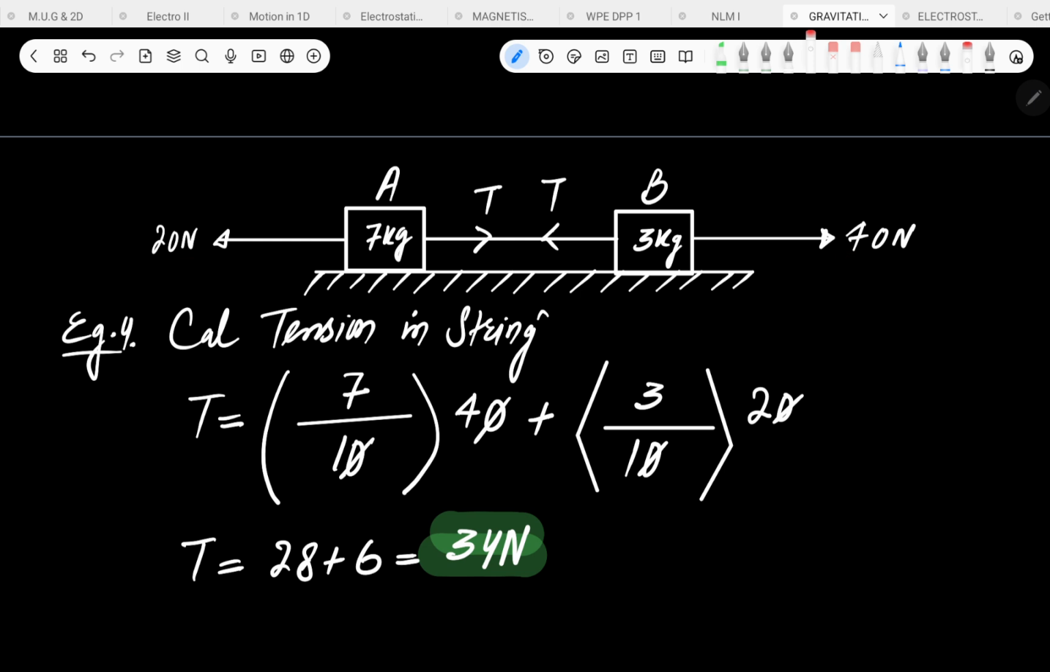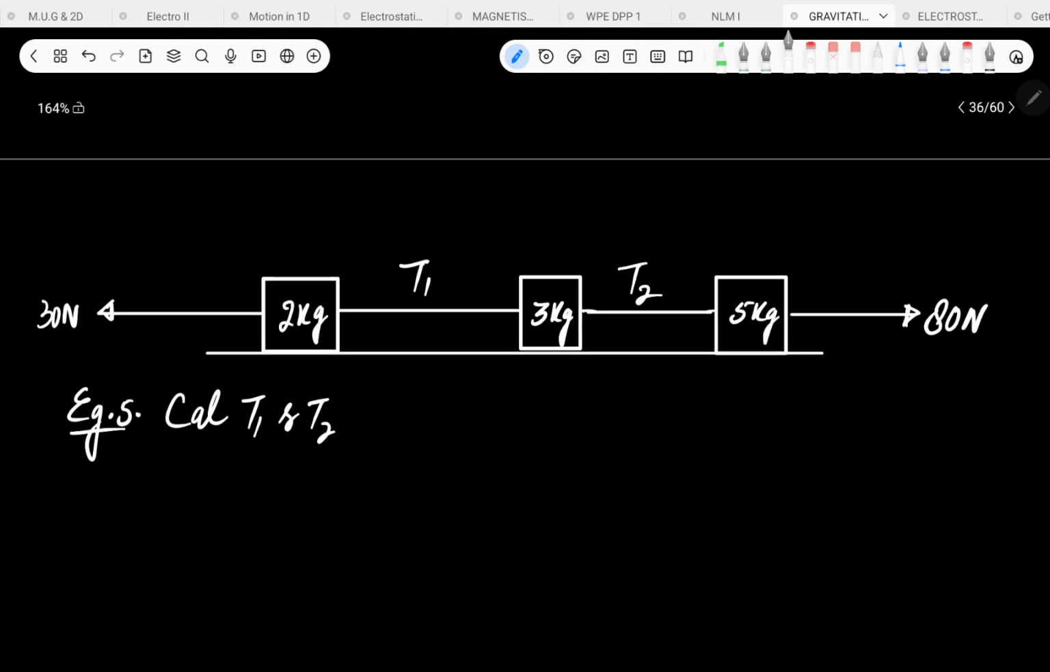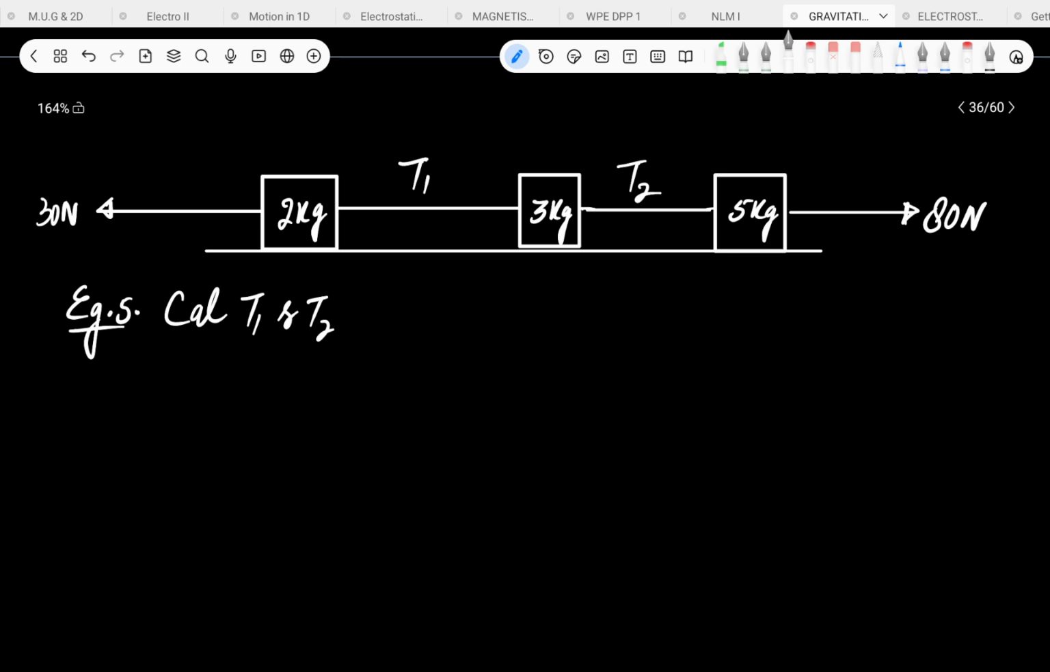Then simply add those two effects, you will get the net tension, that is equal to 34 Newton. Okay, is this clear? Now let's move to one more example, a bit complicated example. Have a look. This is our final example in this, that is the motion of the connected blocks. So in this example, we are supposed to calculate tension T1 and tension T2.